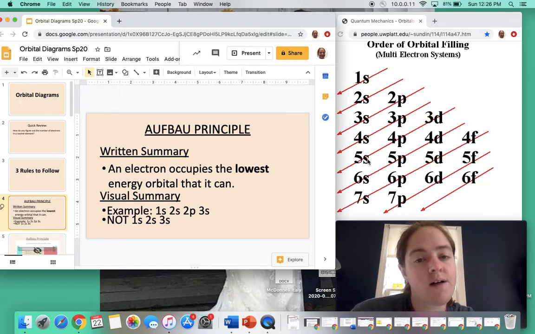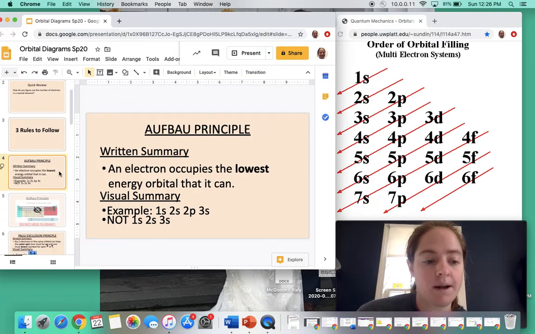So you always want to follow the path of the arrows and not go down. Not 1, 2, 3, 4, 5, 6, 7, and then the next one. It goes diagonally like this. So that's an important thing to keep in mind.